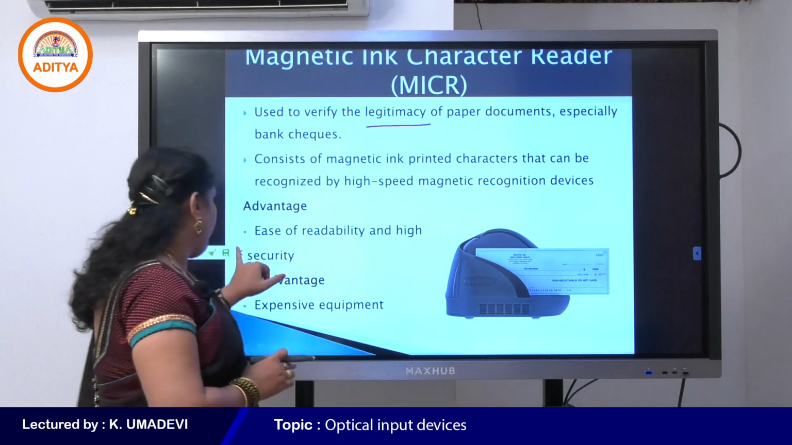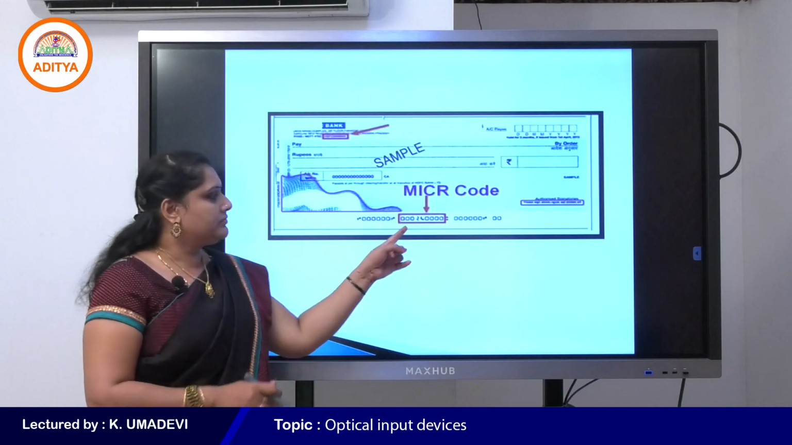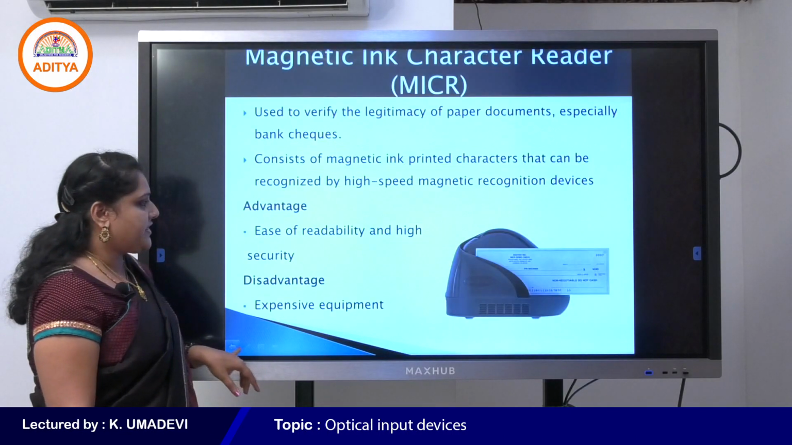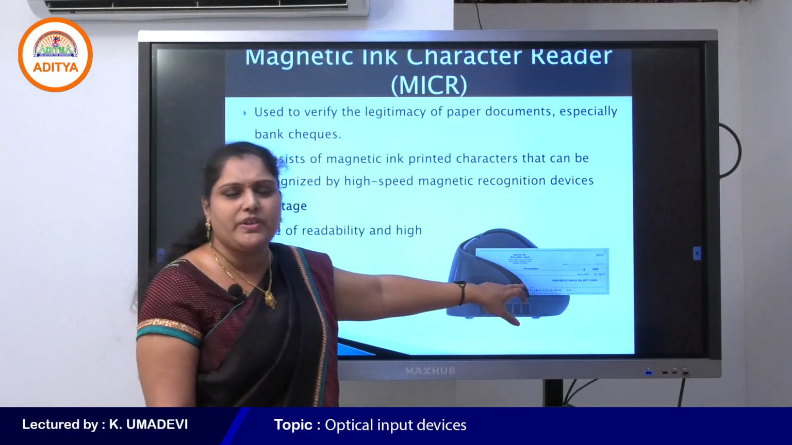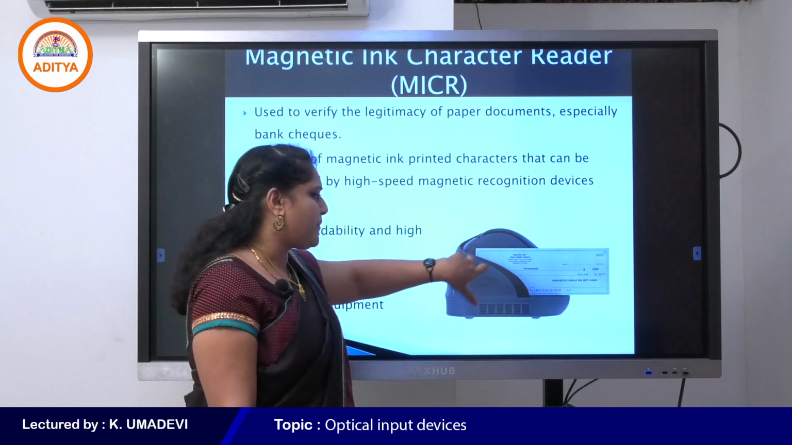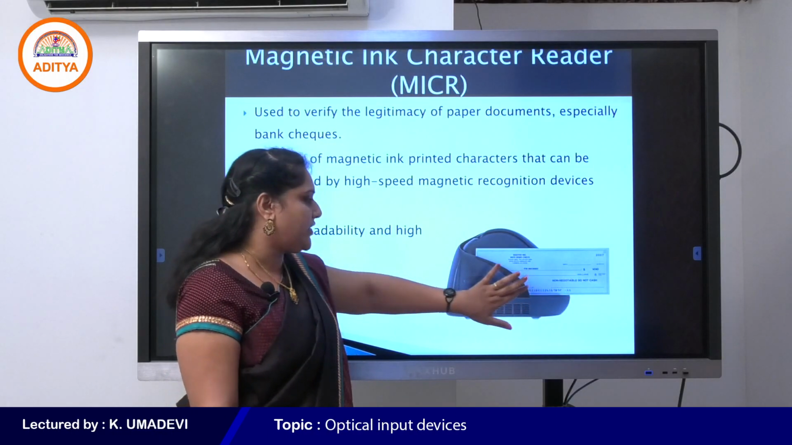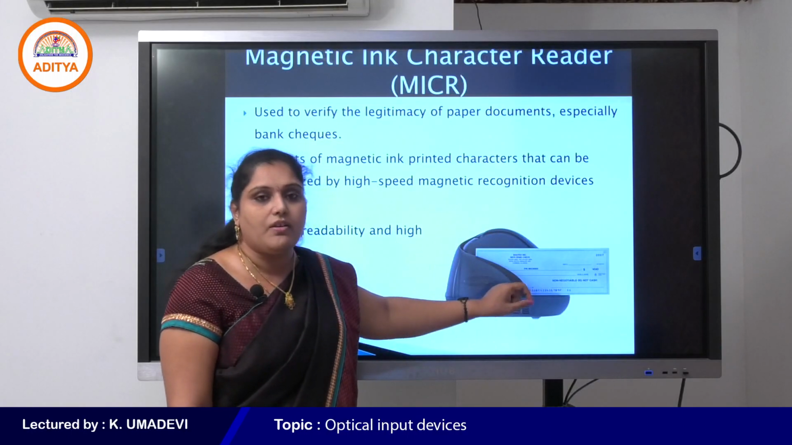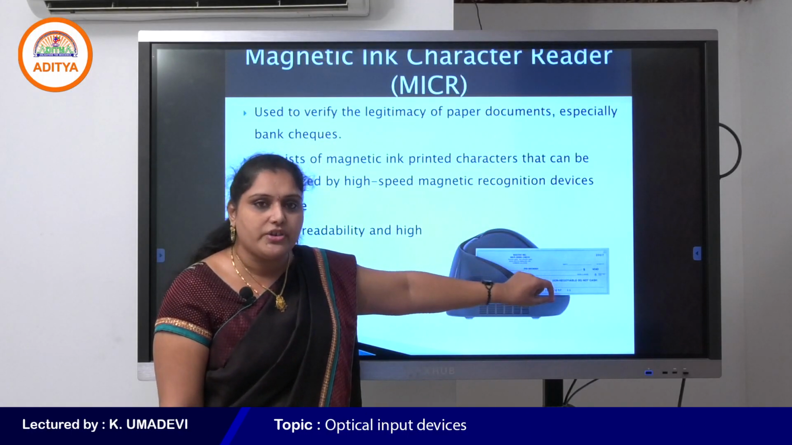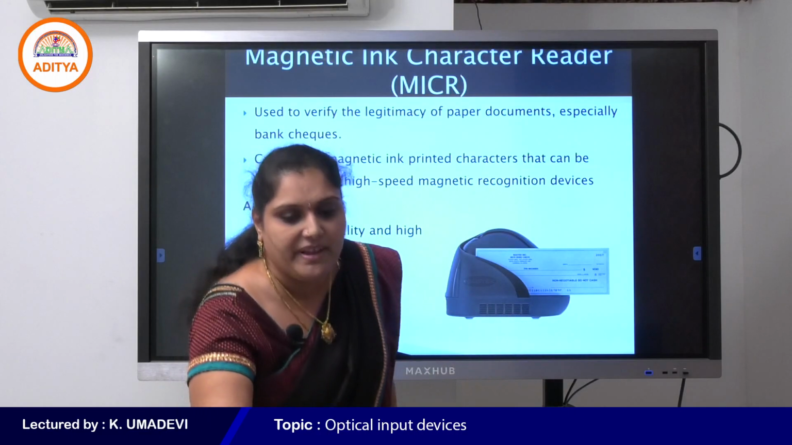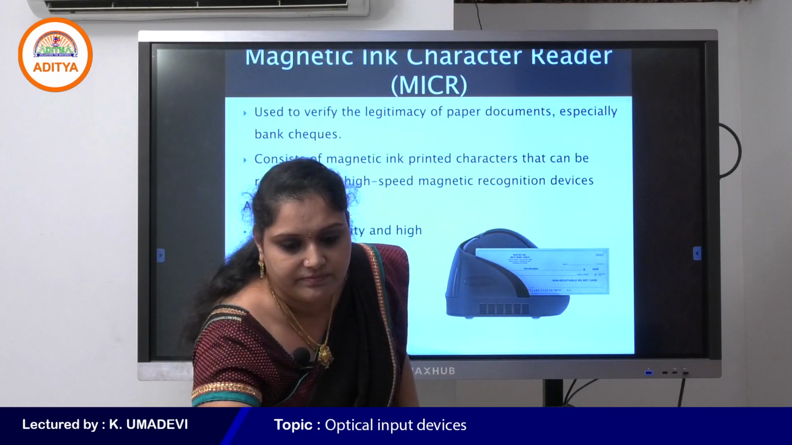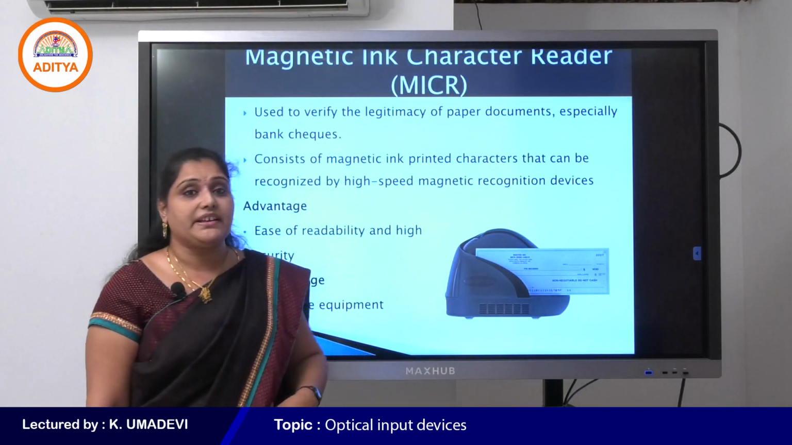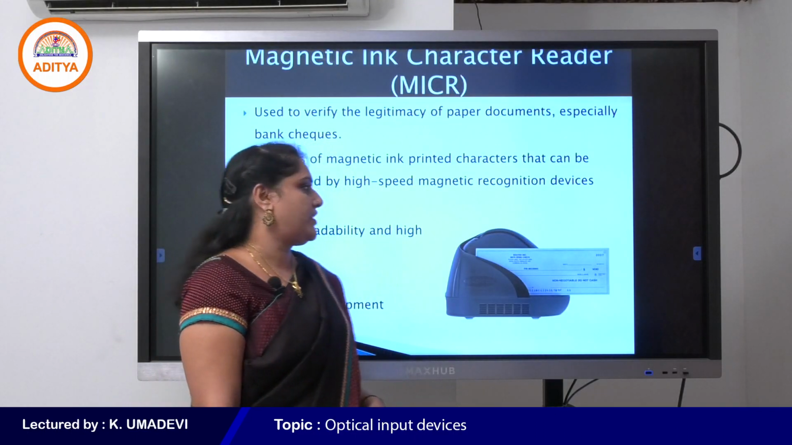So this is the MICR code. This is the MICR device. Many types of devices are available. This is one type of MICR device. The check is inserted into the device and then it checks whether it is original or not. Okay students, do you understand what is MICR? Magnetic ink character recognition.